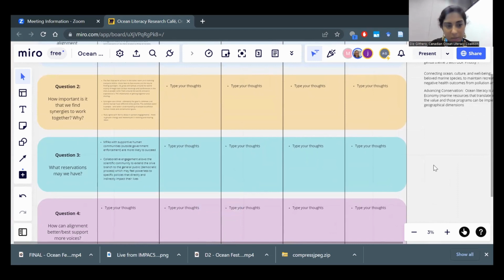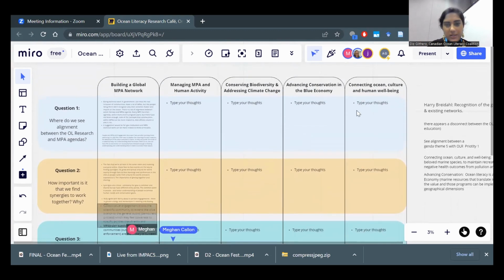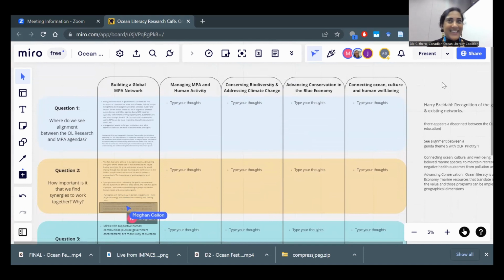So let's come back to question 3. There's already been a few in there, but what reservations may we have when it comes to, I'll make sure you can see these categories. I know I have one. I think particularly with advancing conservation in the blue economy, sometimes the concern with that is that we want to ensure that people are prioritized over profit.